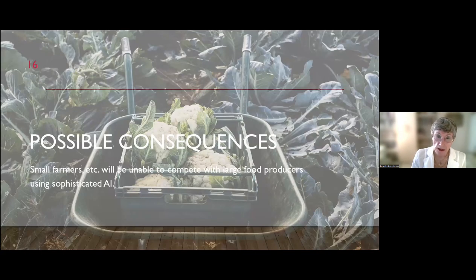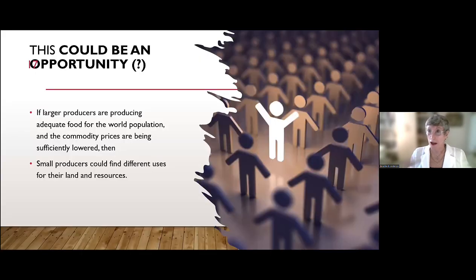Possible consequences are that small farmers aren't going to be able to compete with the large food producers using sophisticated AI. Even if the food producers could produce enough food for the entire world population and get the prices down so that we could all afford food, what is going to happen to the small producers? Could we find different uses for their land and their resources? I don't know. Are there different opportunities for these small producers if they cannot compete with the large commercial farms?